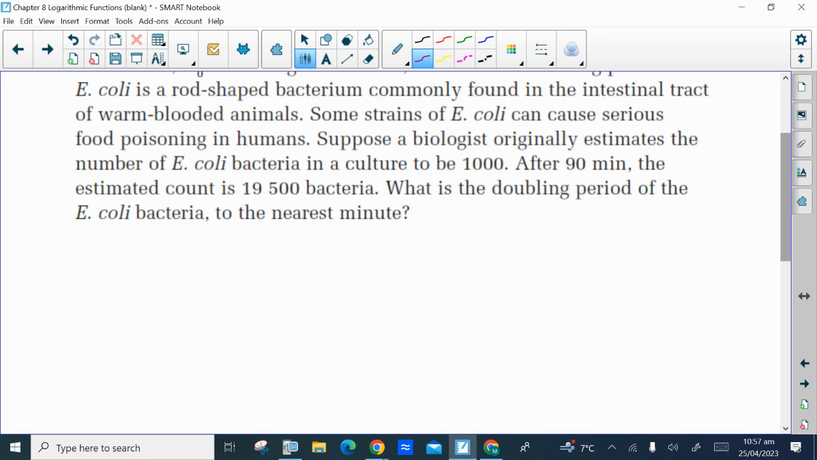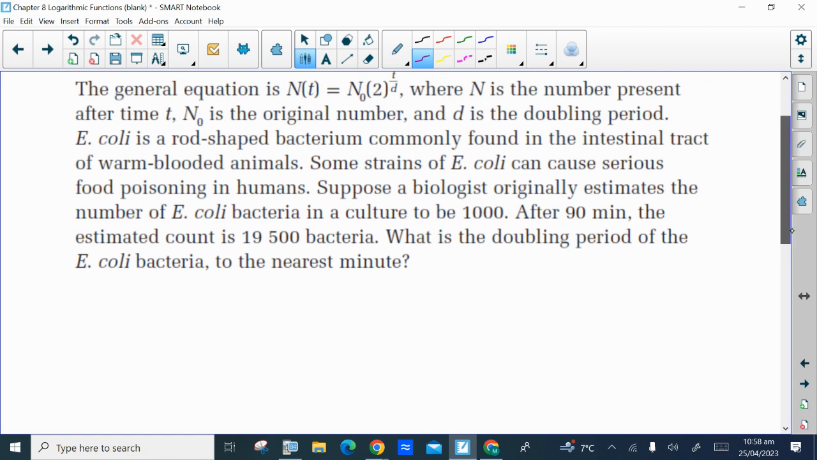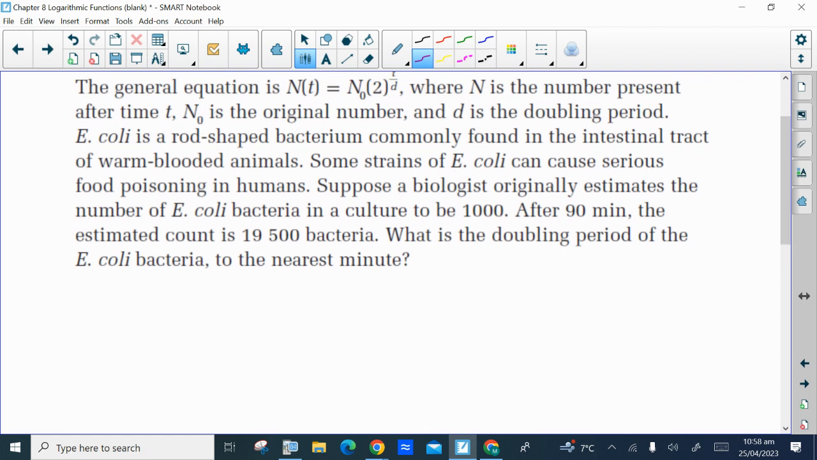So we want to solve for d to the nearest minute. And it's in minutes because our time is in minutes. The time that has elapsed is 90 minutes. So N at t, the number at the end, is 19,500, and that'll equal N sub 0, the original amount, which is 1,000, times 2 to the power. T, the time elapsed, is 90 minutes. We want to find out what d, the doubling period, is. So we need to solve for d.